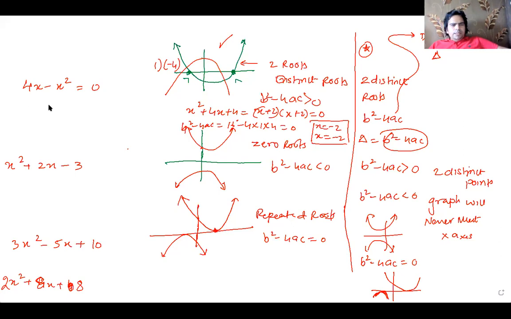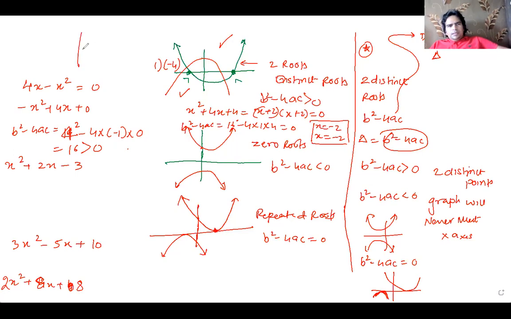Okay, so in this set, first we have to write this in standard form: negative x squared plus 4x, and obviously c here is 0. So when you do b squared minus 4ac, you'll notice that it is 4 squared minus 4 times negative 1 times 0, which is 16. Since your discriminant is positive here, it is going to be this first situation.